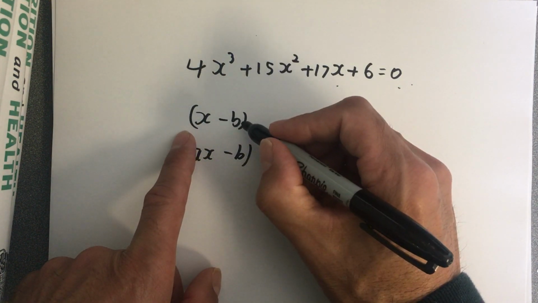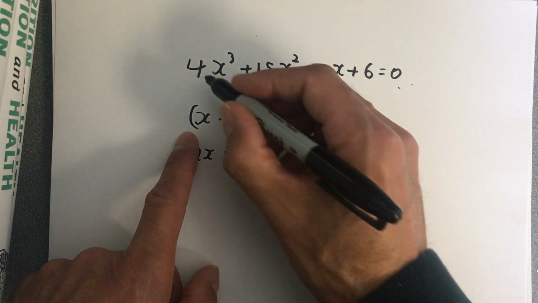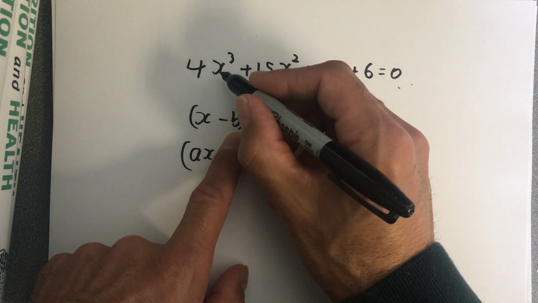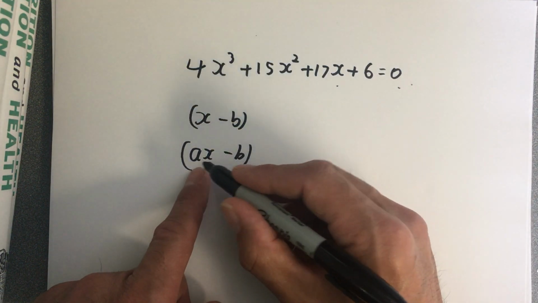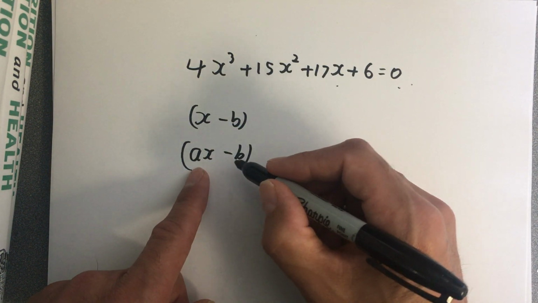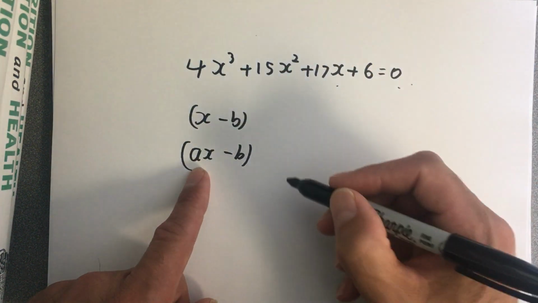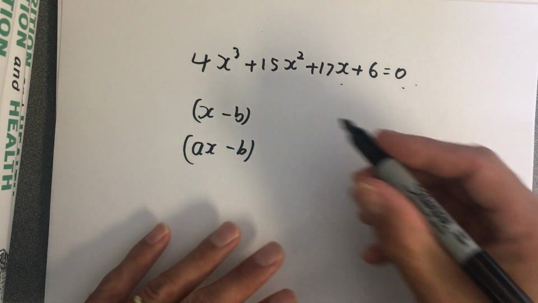I will know that x minus b is a factor of this polynomial if when I put b into the place of x in the polynomial, the whole thing turns to 0. I will know ax minus b is a factor of the polynomial if when I put b over a into the polynomial, it turns to 0. That would mean there's a remainder of 0 when that's divided out.